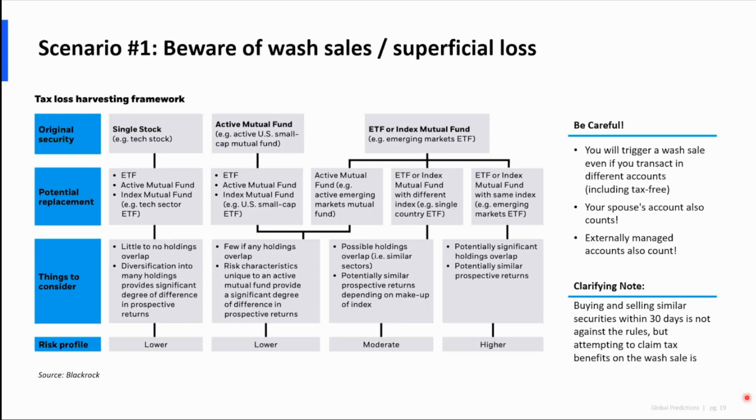One more point of clarification is that everything I'm saying about it not being allowed is not allowed for tax offsetting purposes. You can always buy and sell. I can buy Apple, sell Apple the next day, buy it back the next, et cetera. I just can't claim it on my tax forms as offsetting capital losses or gains if I do that. So it's not allowed for tax loss harvesting purposes. You can still do it. It's just not going to be very tax efficient.